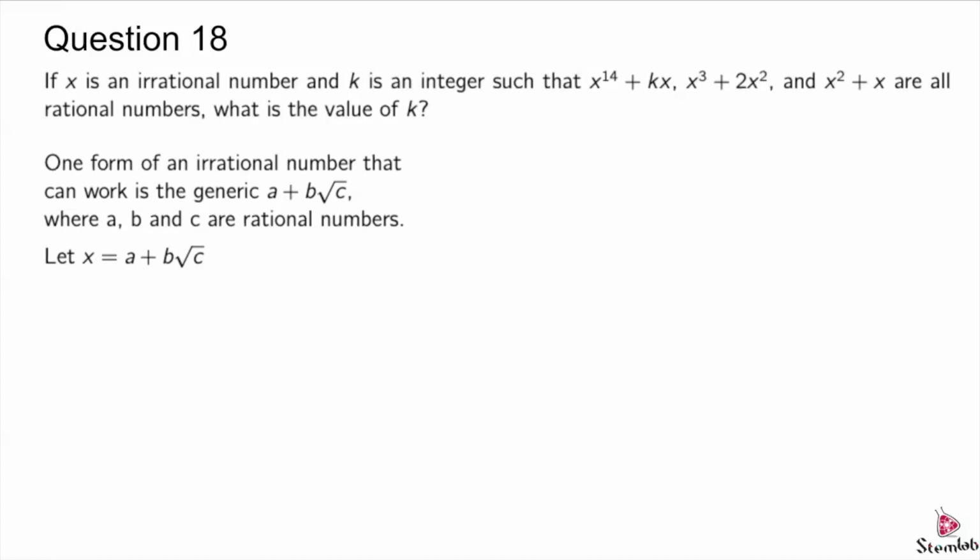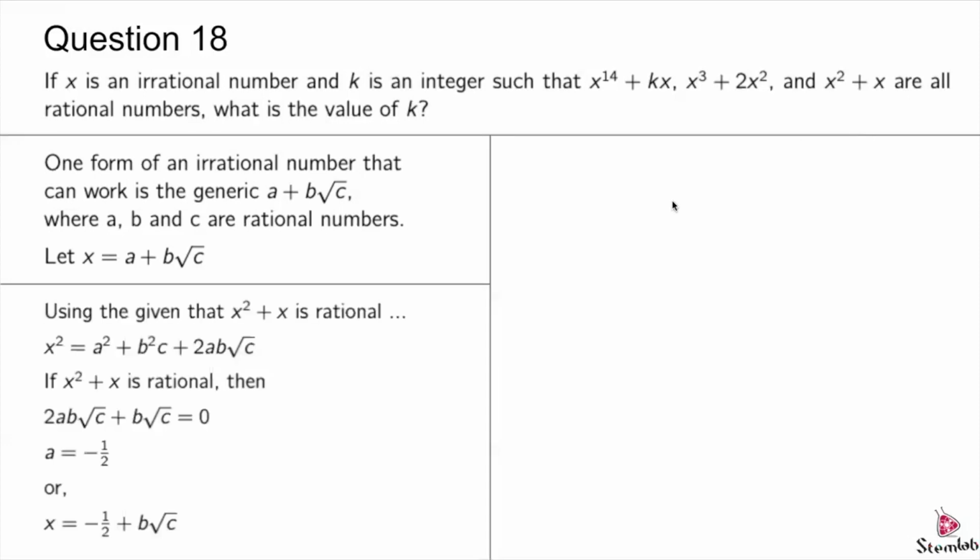So the first thing is we'll use x squared plus x to find some of the unknowns, if possible, and then work ourselves up. Okay, so if x squared plus x is a rational number, then we can find x squared by squaring our expression, and we will get a squared plus b squared c plus 2ab root c. If x squared plus x is rational, that means the term with root c from x squared and x has to cancel each other. Said in a different way, 2ab root c plus b root c has to equal 0.